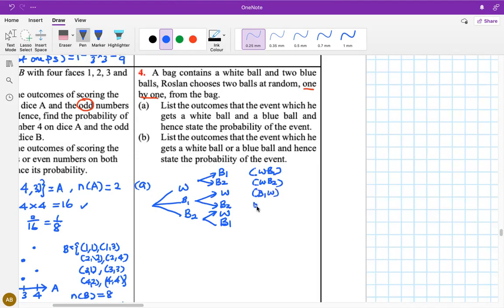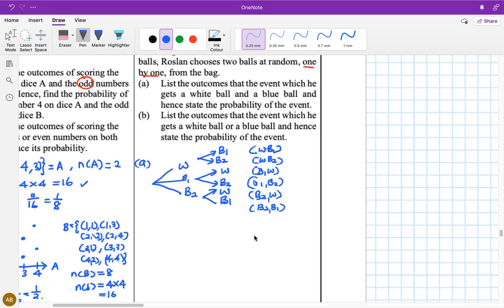B1 W, B1, B2, B2 W, and B2, B1. Remember, this one is choose one by one, so you have to list down blue 1, blue 2. If the question said take out the balls simultaneously, then we don't put B1, B2. Okay. So list the outcome of the events that a white ball and a blue ball. So for a white ball and a blue ball, there will be these 2, and 3, sorry, it's not included. It should be the last one, B2 W.